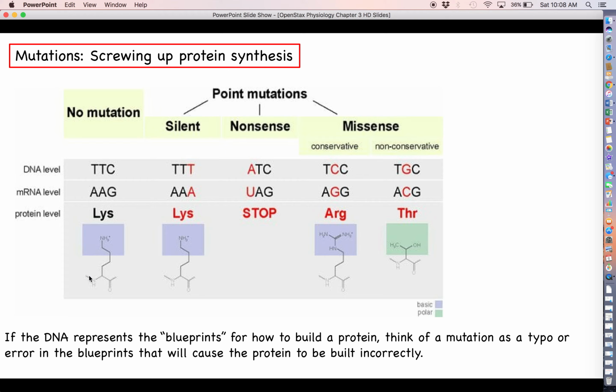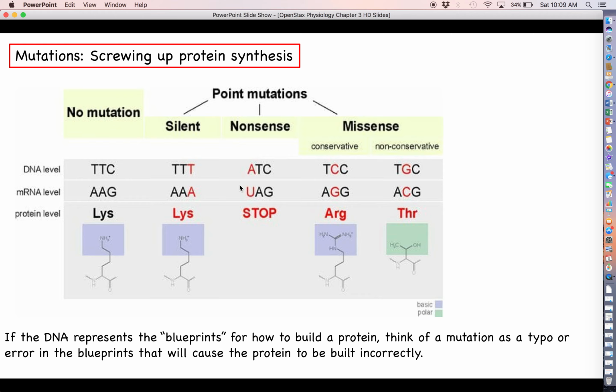So, for example, on the far left here, if the DNA blueprint is supposed to be TTC, the transcript should read AAG, and according to the genetic code, that should code for the amino acid lysine, which is very hydrophilic. A silent mutation is, if you're interested in maintaining good function in your protein, the best kind of mutation you can get. We change a nucleotide, but because of redundancies in the genetic code, that change does not produce a change in the amino acid. So the DNA changed, but the protein did not.